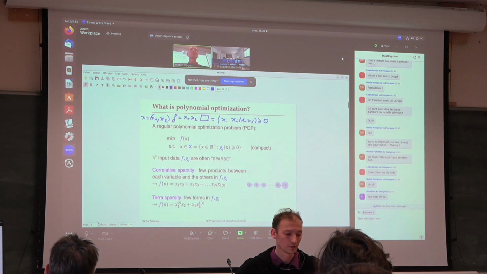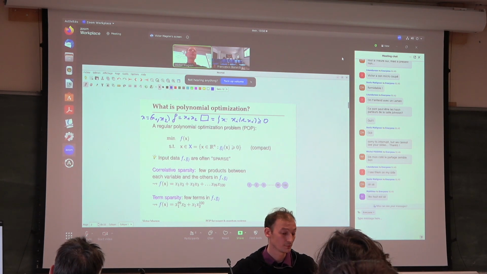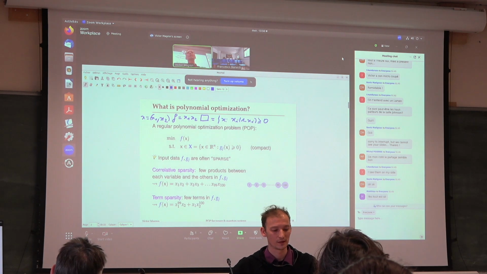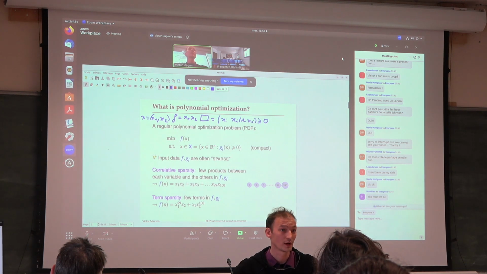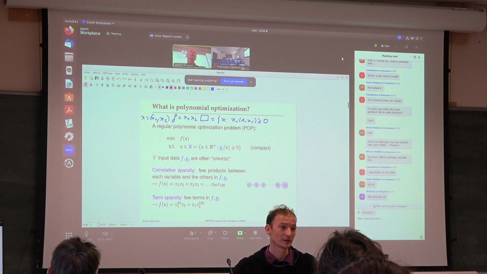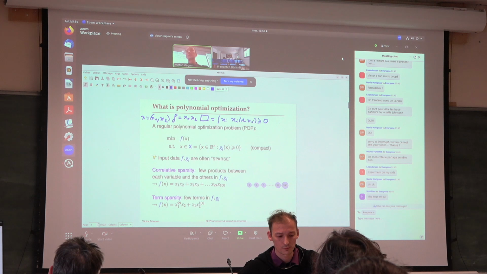So we use the notion of so-called correlative sparsity. It means that you don't multiply all the variables with each other. Here is a simple example of correlative sparse polynomial optimization, where basically you have a chain of links between the variables. So x1 is linked to x2, and x2 is linked to x3, but x1 is not directly linked to x3. In many applications, you actually have a structure like that you can exploit to speed up the optimization.